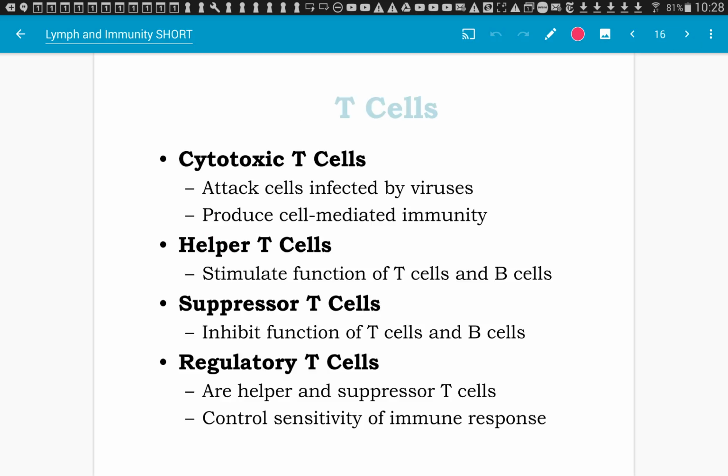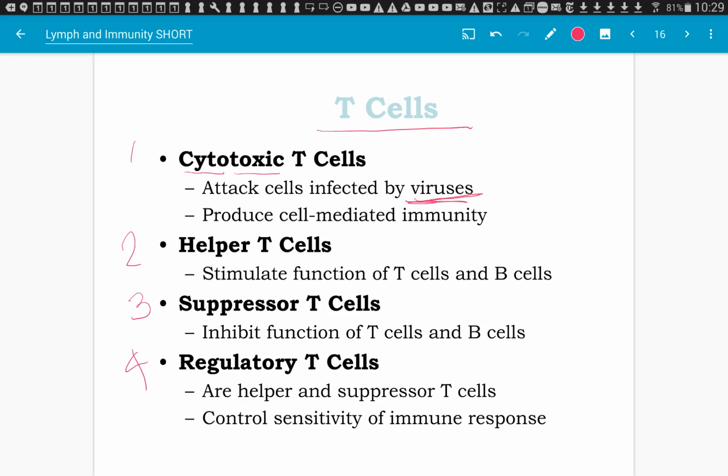So now we're going to talk about the different types of T cells that you have. There are 4 types: cytotoxic T cells, helper T cells, suppressor T cells, and regulatory T cells. We're just learning the basics about these. So the cytotoxic, cyto means cell, so toxic to cells. These T cells attack other cells that are affected by viruses. They're involved with what we would call cell-mediated immunity, and we're going to come to these types of immunity very shortly. So these T cells attack virus-infected cells.